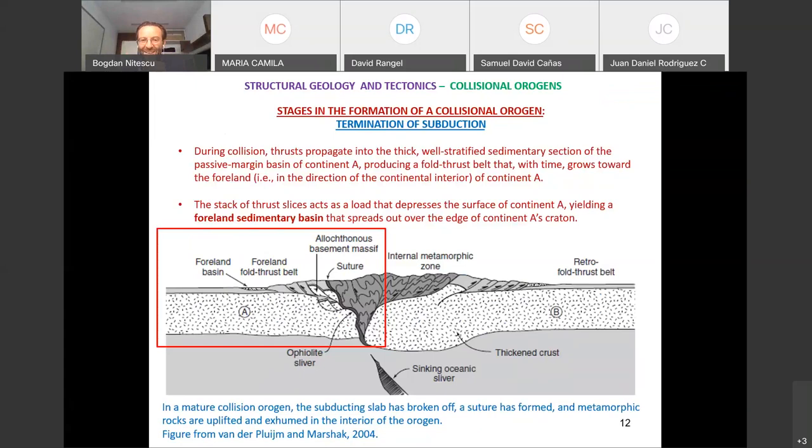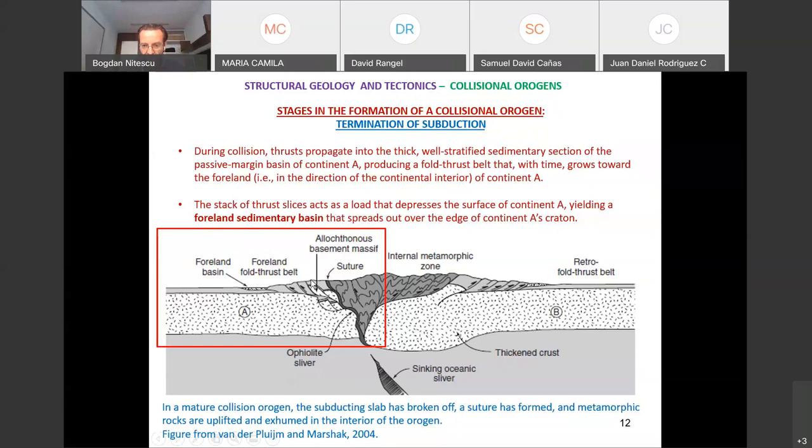What happens here, as you can see, imagine that we have the collision here. So basically the subduction zone is clogged, subduction stops. But now you have this regime. Because of this regime, you have here the old passive margin, you have sedimentary layers. So all these sedimentary sections will basically suffer deformation and shortening. And this means thrusting. So you see the formation of the foreland fold and thrust belt here.